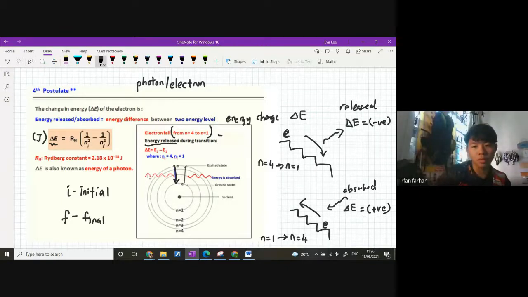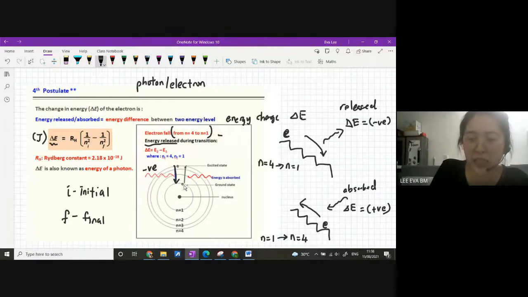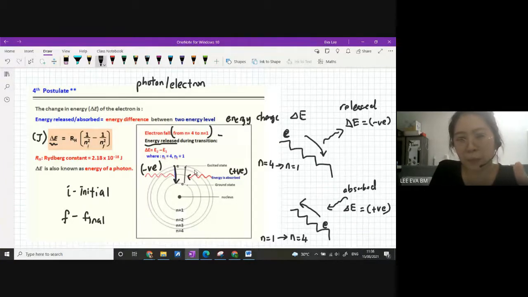Negative. Energy release, we got a negative value. Tapi kalau kita nak naikkan electron, we want to promote the electron, we want to excite the electron from the ground state or lower energy level to a higher energy level, you need to absorb energy. So this value should be in positive value. So ini perbezaan antara absorption dengan emission. Any question under this part?